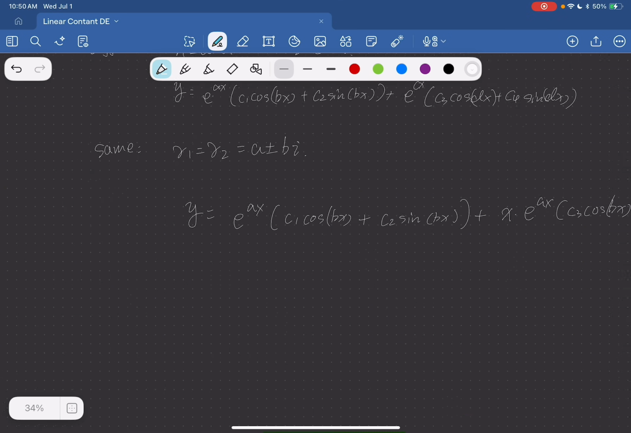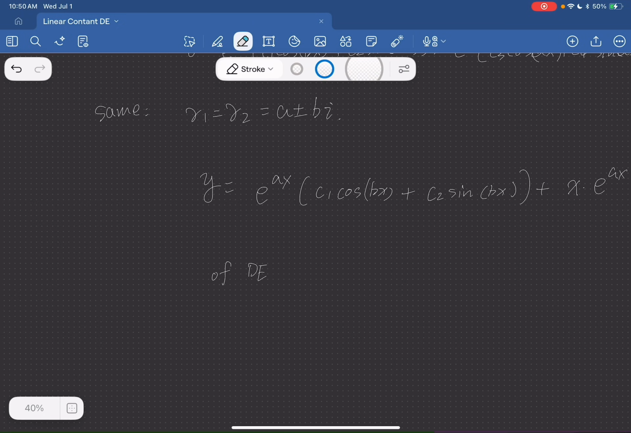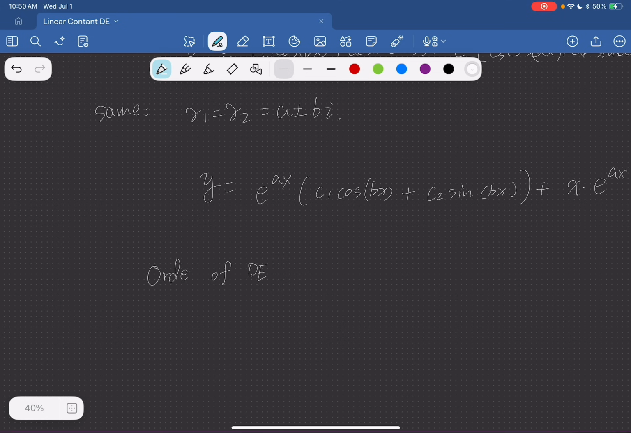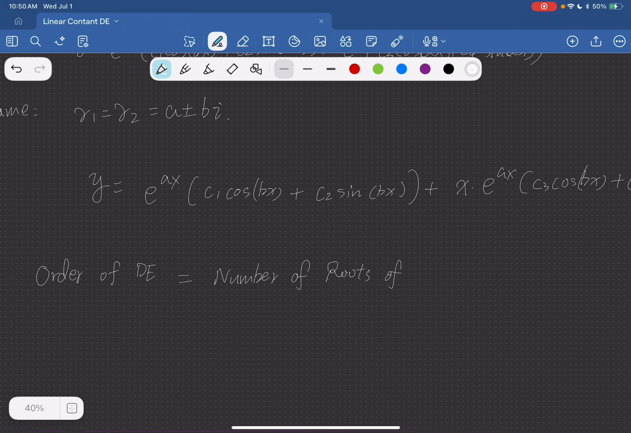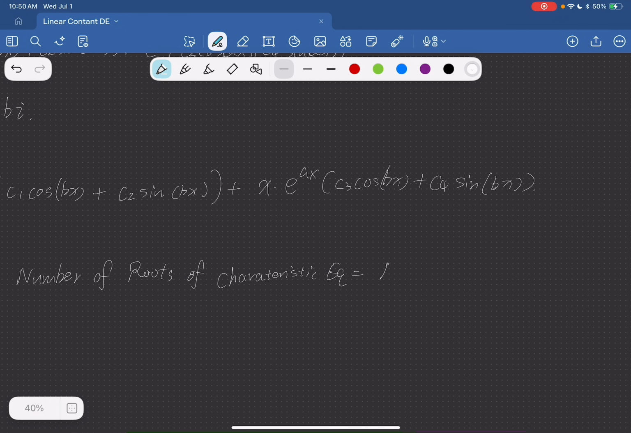Alright, the important thing to remember here is that the order of the differential equation is equal to the number of roots of the characteristic equation, which is equal to the number of constants you should have.